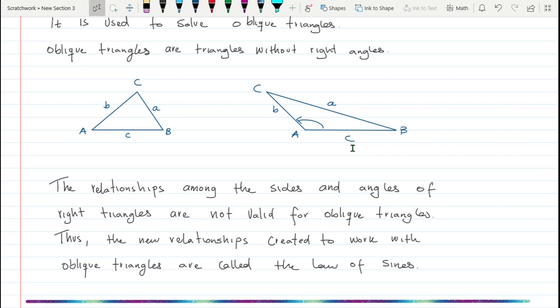What we just mentioned is that the relationships among the sides and angles of right triangles are not valid for this type of triangle. So we need to create new relationships in order to work with oblique triangles. And those relationships are going to be called the law of sines.